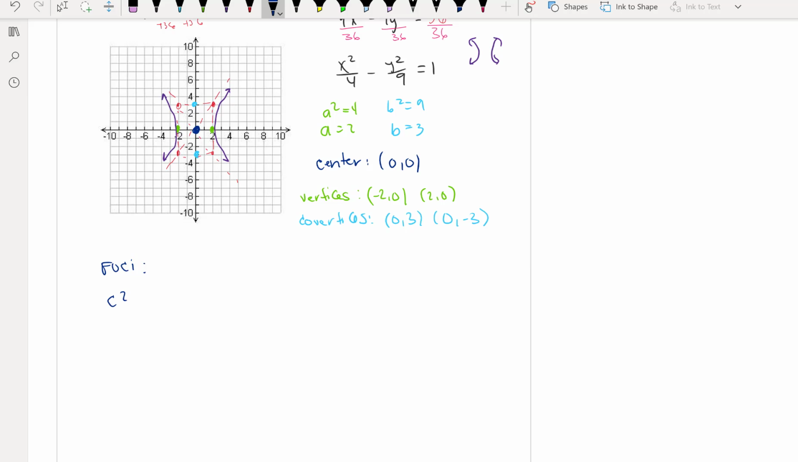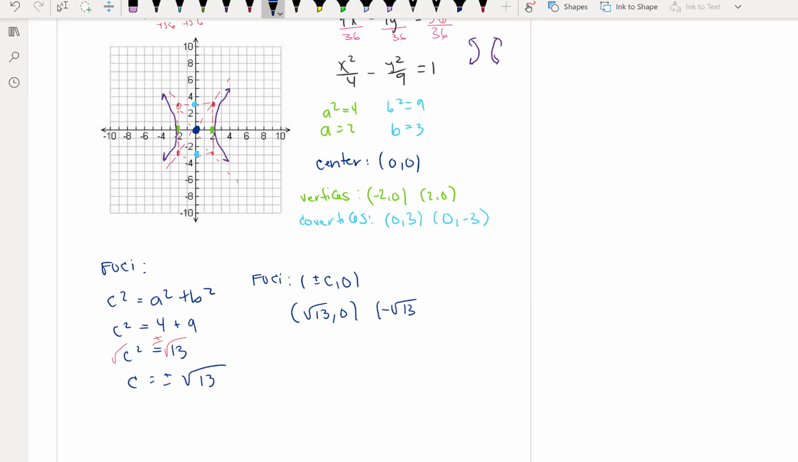So the foci, I have c squared is equal to a squared plus b squared. So my a squared here is 4, and my b squared is 9. So c squared is equal to 13. So c is equal to plus or minus the square root of 13, since I square rooted both sides. So now I can easily say that my foci, and don't forget that the foci is really just plus or minus c comma 0. So I have the square root of 13, 0, and minus the square root of 13, 0.